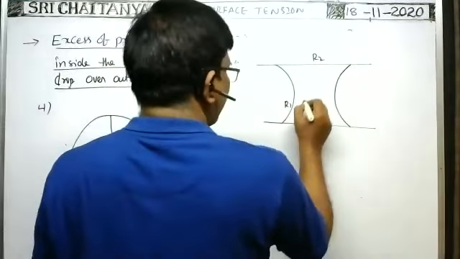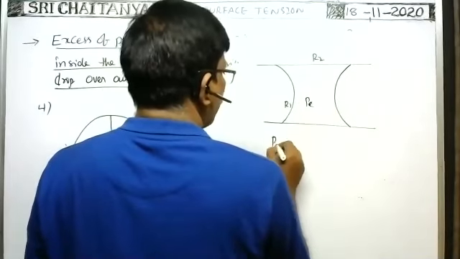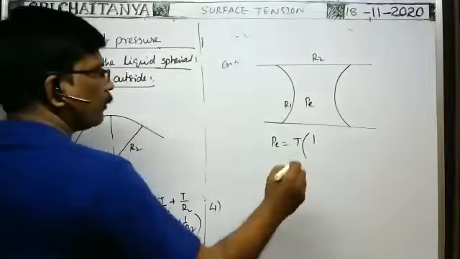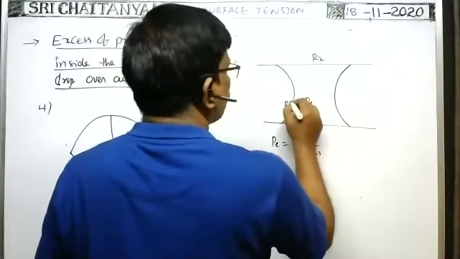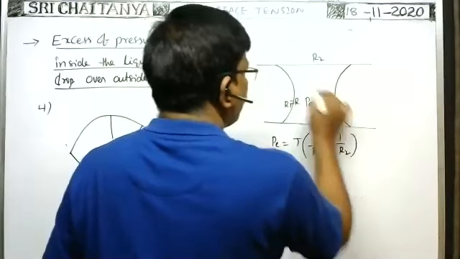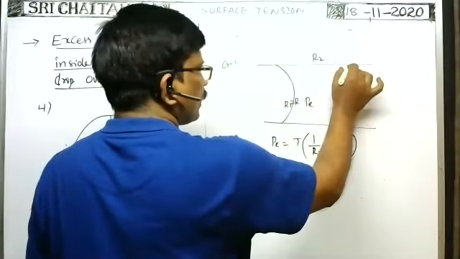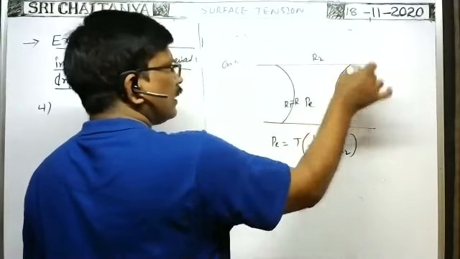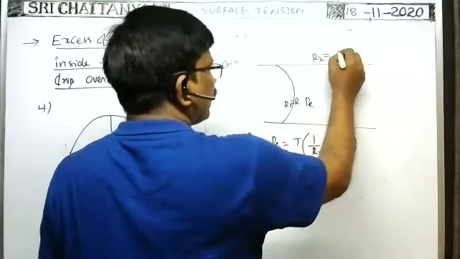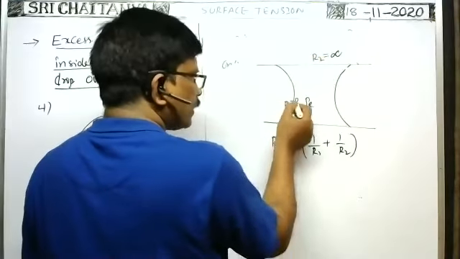In this case, what is the excess pressure inside it? Excess pressure inside is equal to T into, according to this formula, 1 by R1, where R1 is say R, plus 1 by R2. But this liquid surface is a plane surface, because it is in contact with the glass plate. That's why it is a plane surface. Hence it has radius of curvature infinity. This is equal to say R.